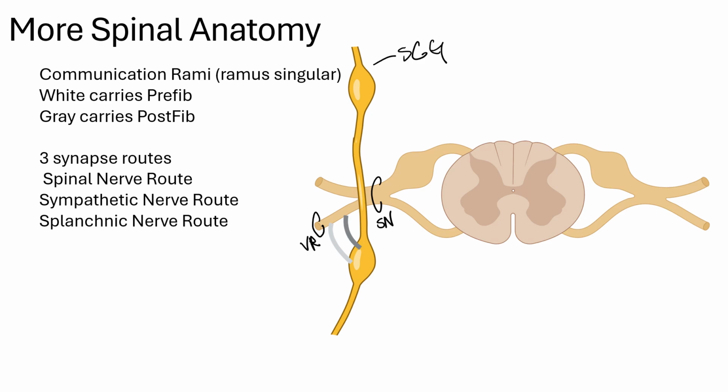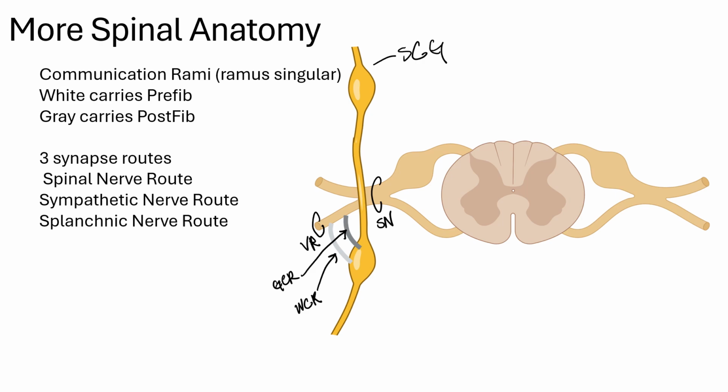And it's connected by these two structures that are called the communicating rami. Rami is plural and ramus is a singular term. Every ventral ramus at every level emerging from a spinal nerve has these two communicating rami. There is a white communicating ramus that is carrying a myelinated neuron. There is a gray communicating ramus that is carrying, of course, an unmyelinated neuron.